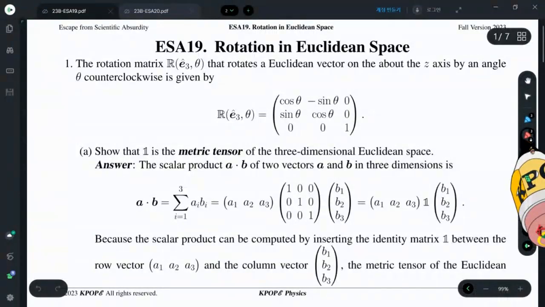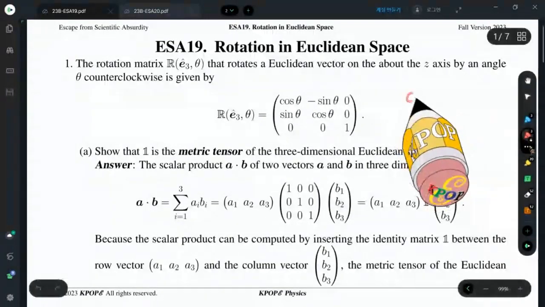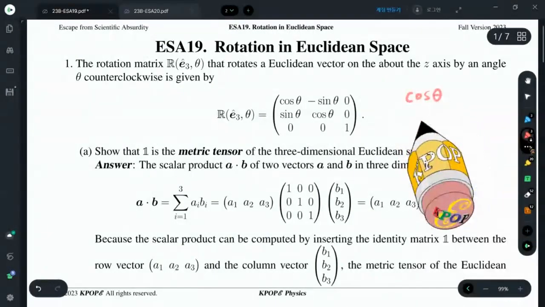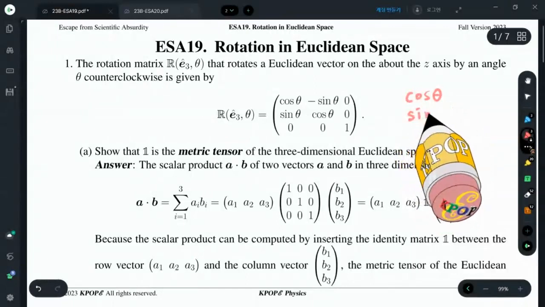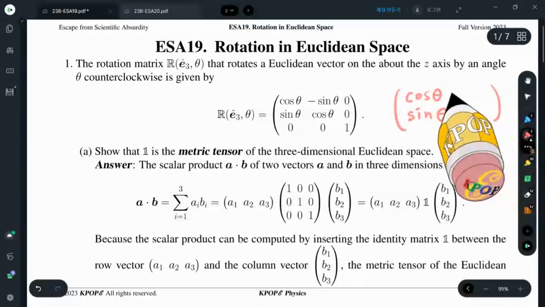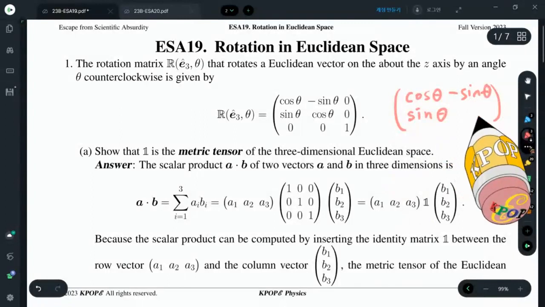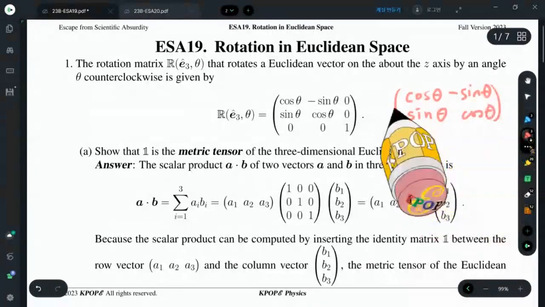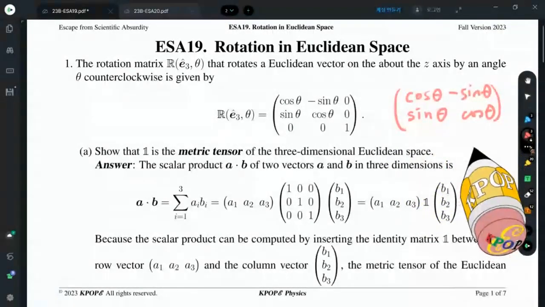19. Rotation in Euclidean space. We know how to rotate a vector in 2 dimensions, and it is simply multiplying this 2 by 2 matrix.